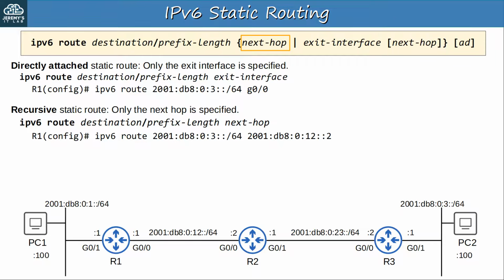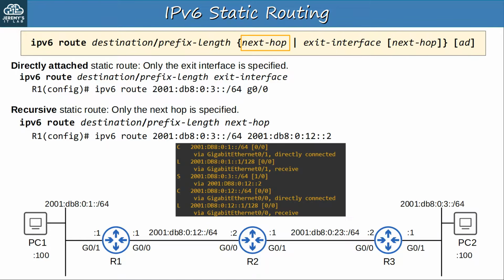On R1, you might use the command ipv6 route 2001:DB8:3::/64, using R3's LAN as the destination, and then 2001:DB8:12::2, telling R1 to send the packet to R2. Why is the name recursive? It's because it requires a recursive lookup in the routing table. R1 has to check its routing table multiple times. First, it has to look up the destination. Then it has to look up the next hop to know which interface to send the traffic out of.